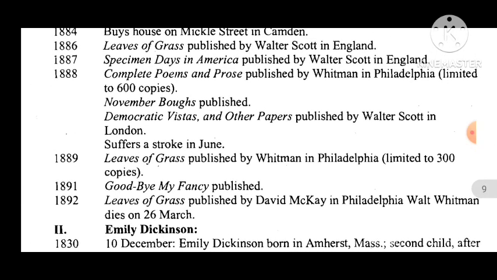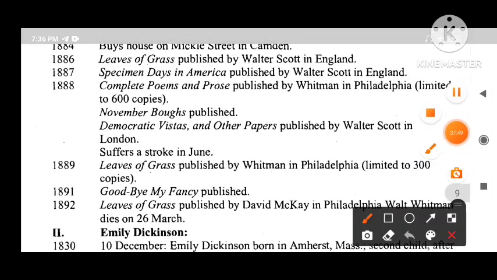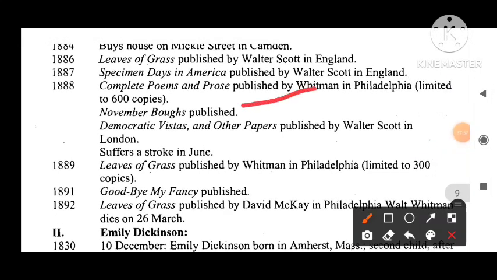Okay, so here is the main key point you can note down. The Complete Poems and Prose published by Walt Whitman is 1888, that is 600 copies. And 1889, Leaves of Grass published by Walt Whitman in Philadelphia. Then 1891, Good-Bye My Fancy published.